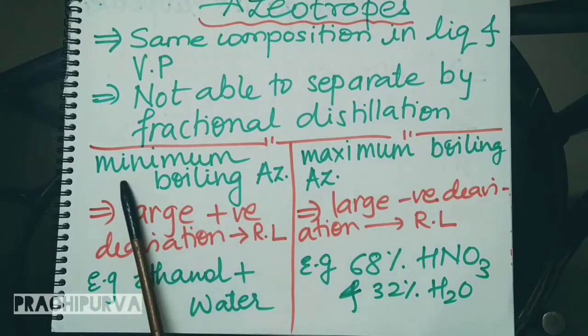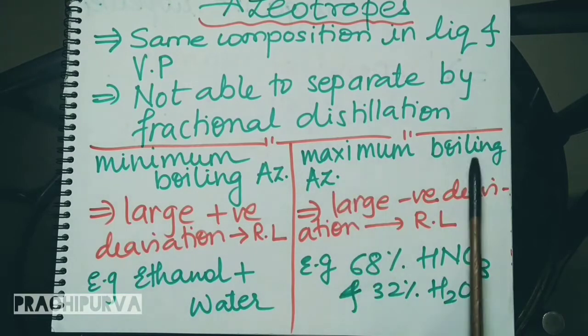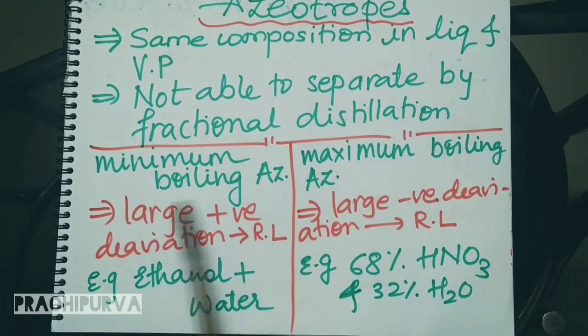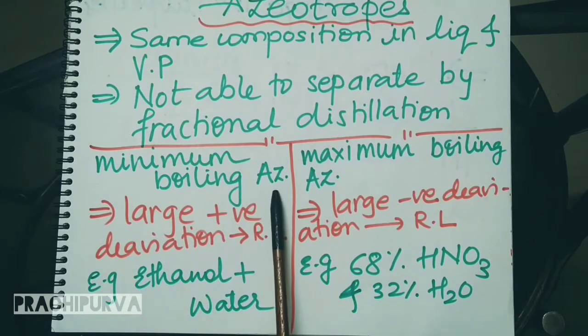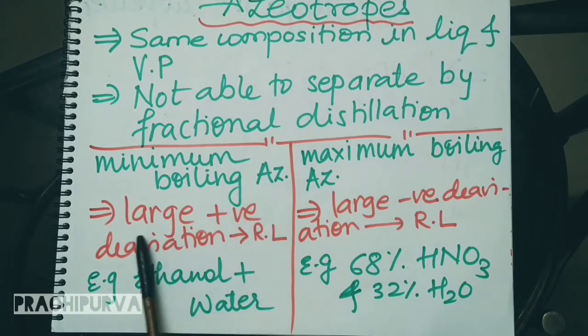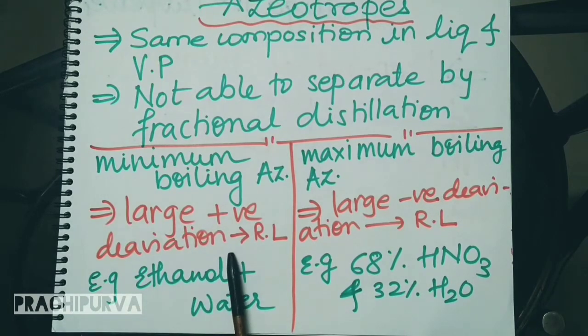For example, minimum boiling azeotropes and maximum boiling azeotropes. Minimum boiling azeotropes, what does that mean? The solution will boil at a lower temperature. If something is boiling at a lower temperature, it means it is highly volatile. If it is highly volatile, it will make more vapors. The vapor pressure will be more and the graph will show a large positive deviation from Raoult's law. Are you getting what I'm saying?